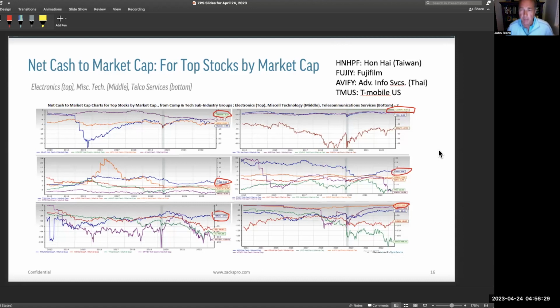All right, so again, some names you may not know. Hon Hai, which is a Taiwanese company, HNHPF, Lenovo Group once again. Taiwan Semi, ticker TSM, here. Fujifilm, great Japanese company. Like I said, a lot of times you'll see Japanese companies here. T-Mobile US and Advanced Info Service, which seems to be in Thailand. So anyway, interestingly enough, here's a name you probably didn't know about, Hon Hai. Worth knowing. Look at that chart. Very nice pattern. Take a look at Hon Hai later on.